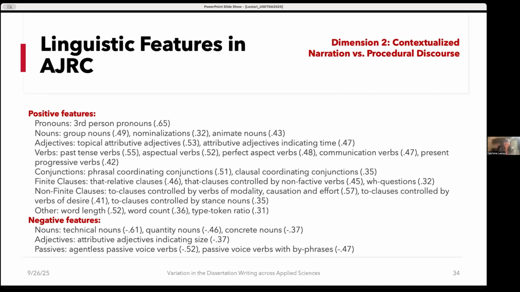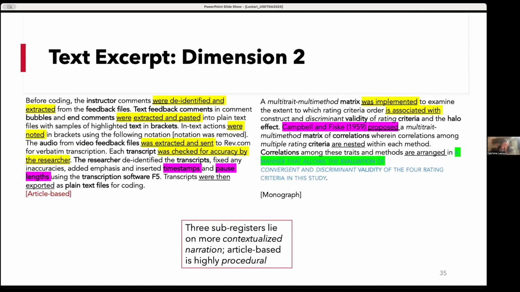Some features that make up the positive pole for narration are the use of third person pronouns like he, she, it, and some past verbs like aspectual verbs, communication verbs, and so on. So it is more sentence level. And for the negative features, there is more noun usage. And here are the examples of the excerpts.